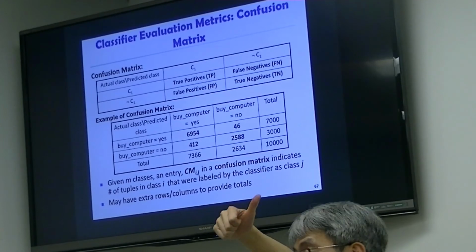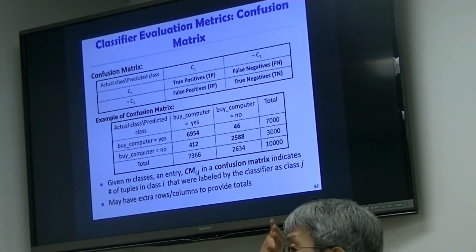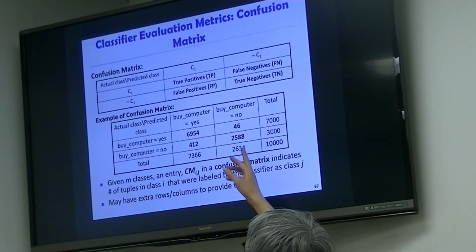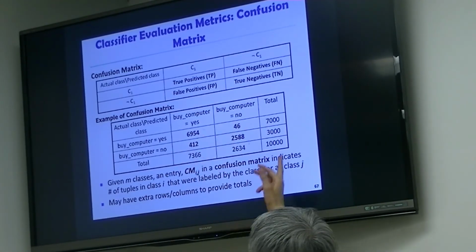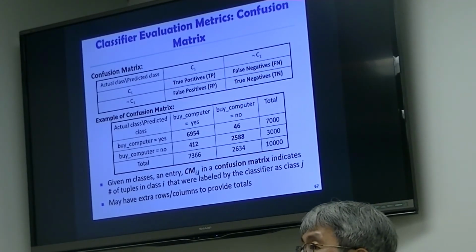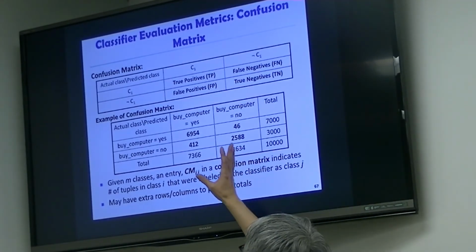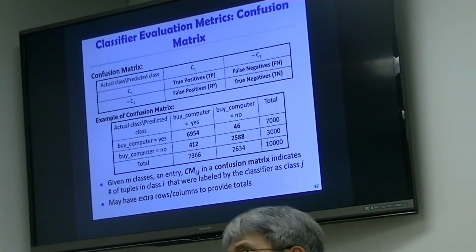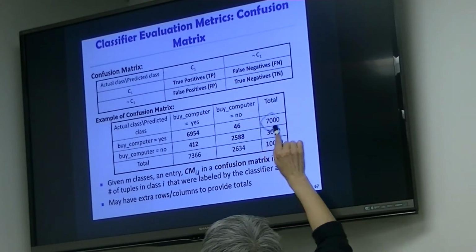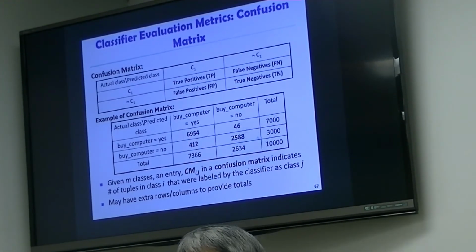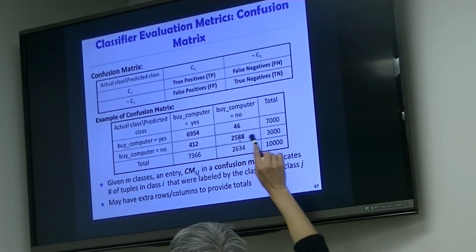Okay, very accurate. But that's not the only accuracy. Even not buying computer, I predict this one. If you add up this among the total, that's the accuracy. However, if data is biased, for buying computer, recall is among the total 7,000, I'm interested in this. I'm not interested in this one, the true negative.